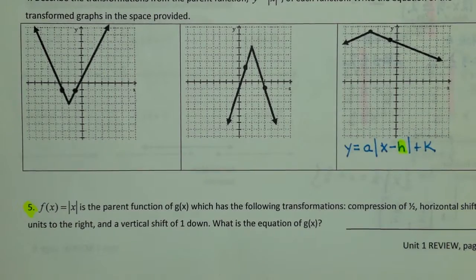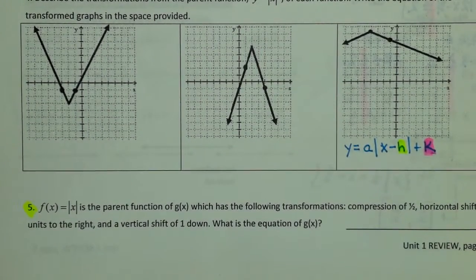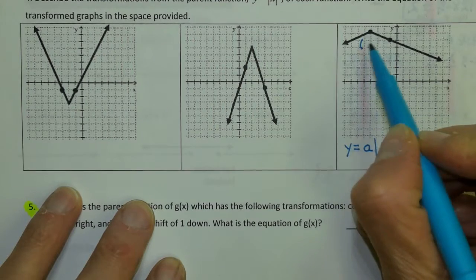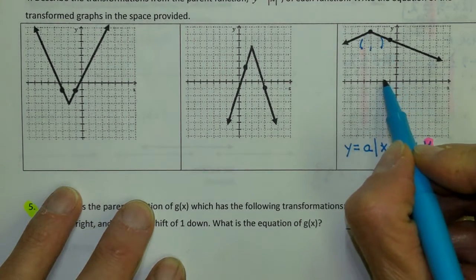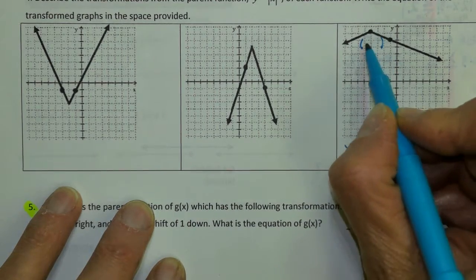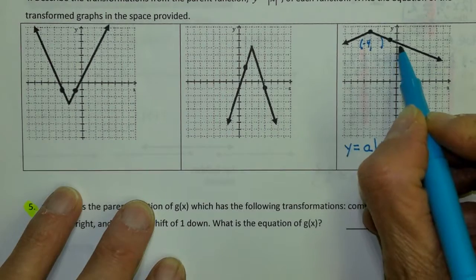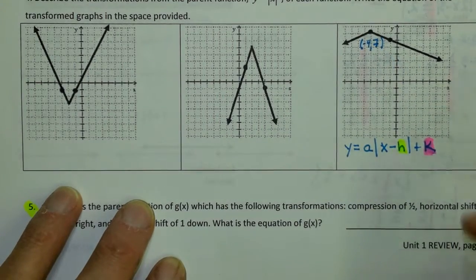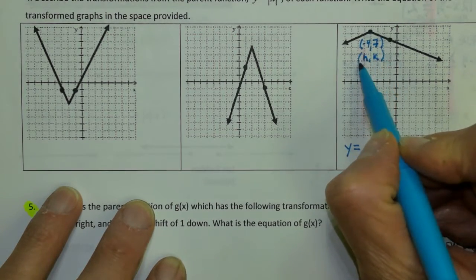So I'm looking for my h and my k. My h and my k is my vertex. It's a special xy. My vertex is right here. So I'm going to write down what that value is. It looks like it's negative 1, 2, 3, 4. So that's negative 4. And 1, 2, 3, 4, 5, 6, 7. So it looks like it's negative 4, 7. So this is my h, k.